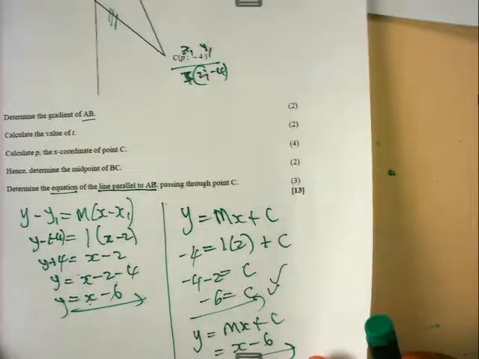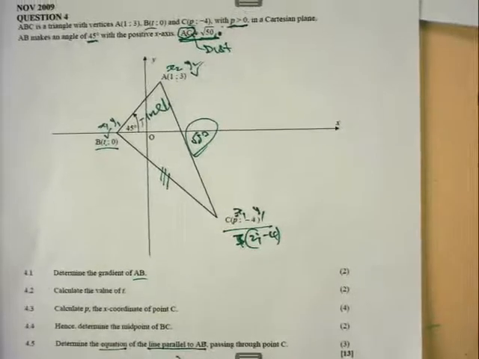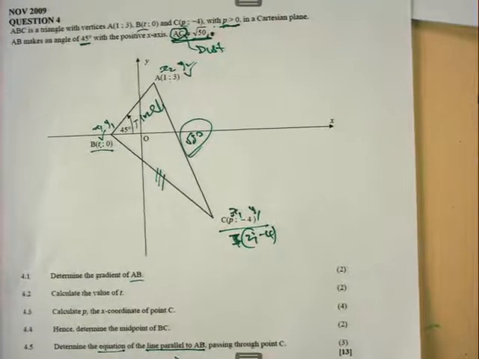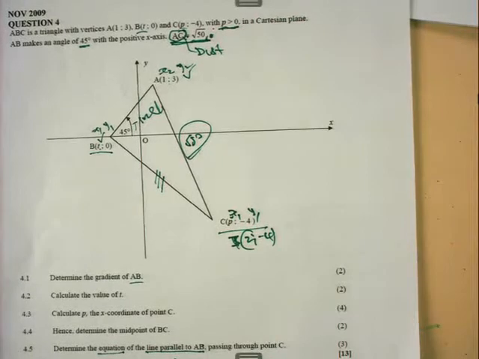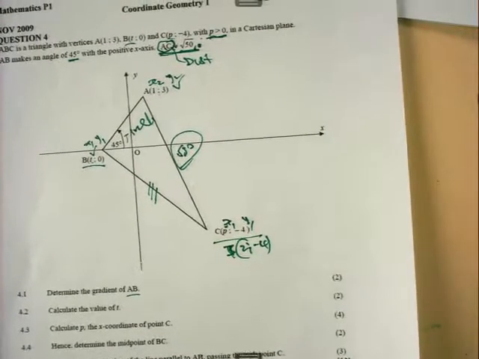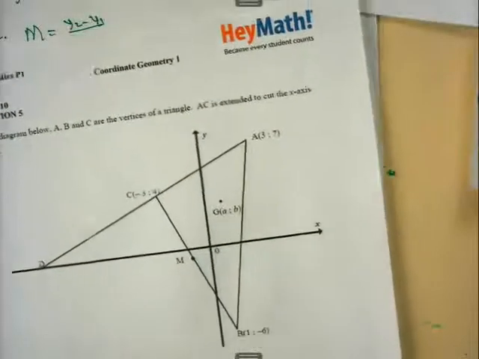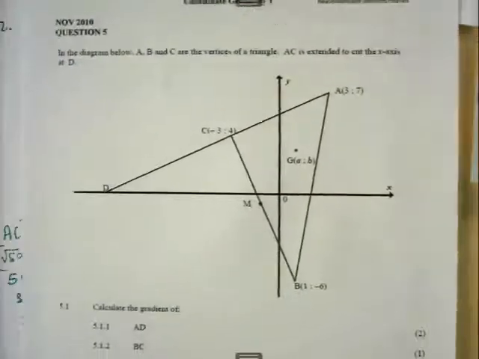Boys and girls, that was November 2009. I believe now you got the question right. Now you understand you need to read the statement, the gradient, you check the angle of inclination as well, the distance you check if the distance is given. Very, very important. Right, now let us look at this one. Question 5, November 2010.